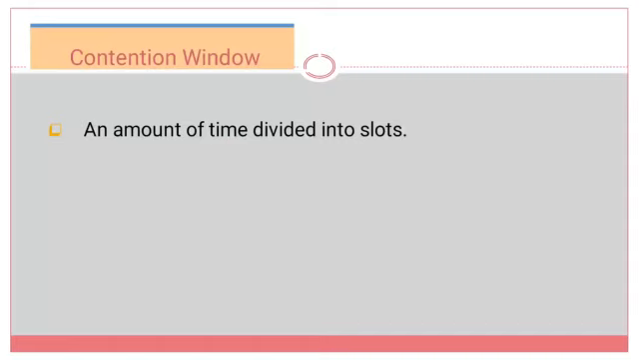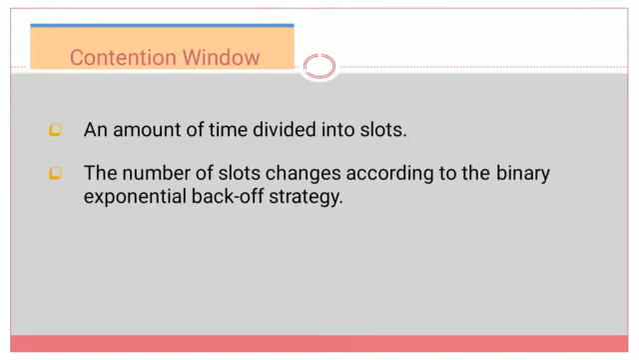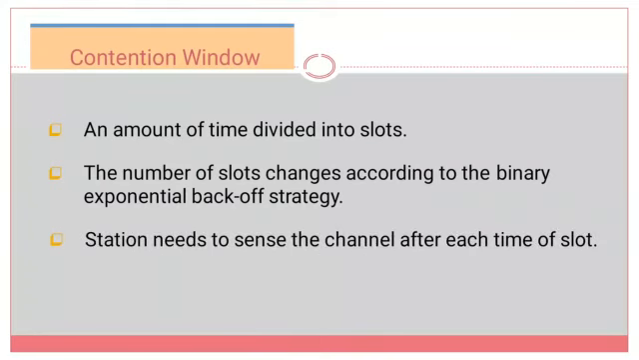Here the amount of time is divided into slots. Whatever the time period is, the time is divided into slots depending on the stations. Each slot is assigned to particular stations according to the binary exponential backoff strategy. The station needs to sense the channel after each time slot. That means after each time slot, the stations again sense whether the channel is idle or busy.